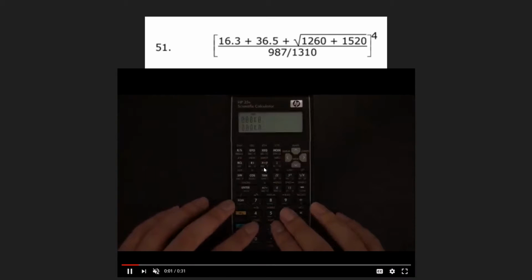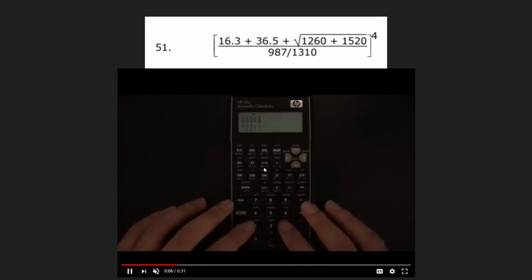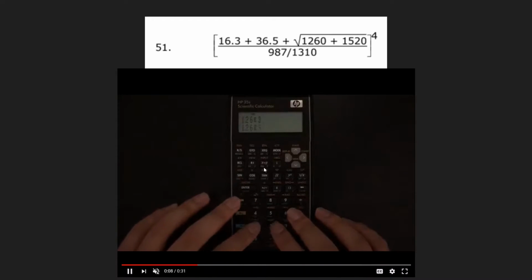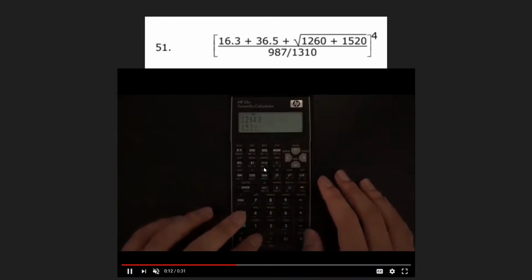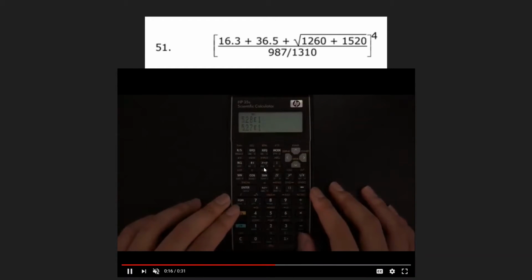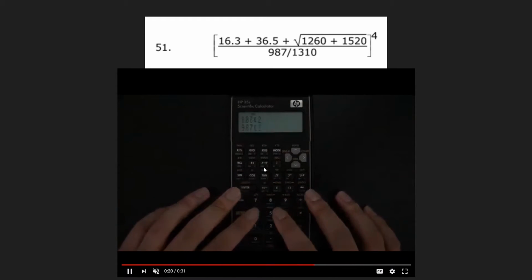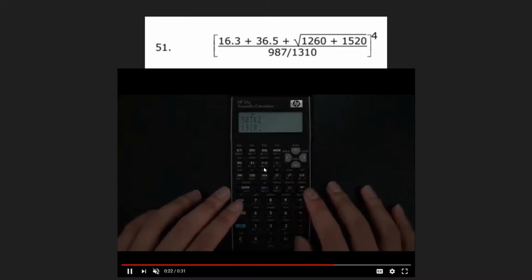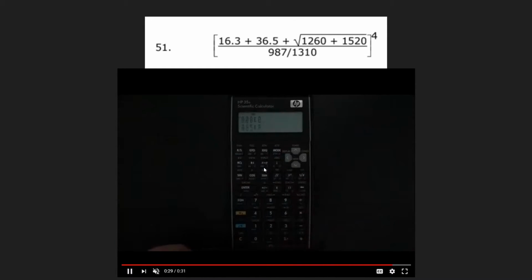Start this one off by putting in 16.3, enter 36.5, then I add 1260, enter 1520. I just backspace that to redo the number. Add square root, I add again 987, enter 1310, divide, and then divide again. I press 4 and then y to the x.